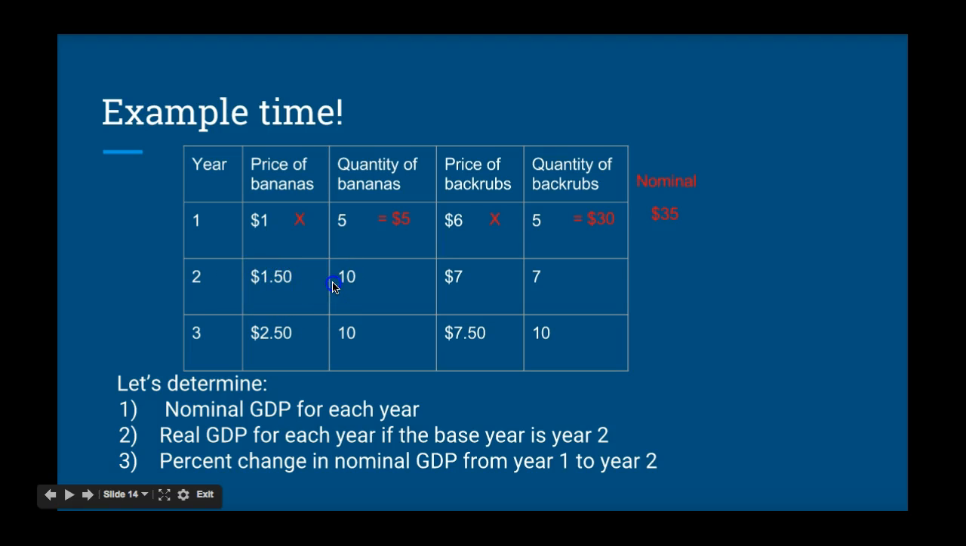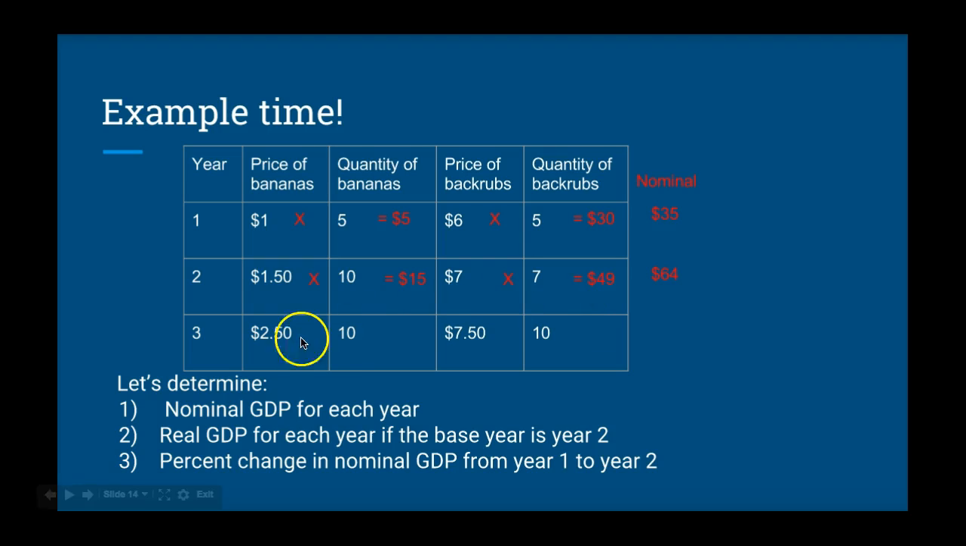So 150 times 10 will give me $15 total for bananas, and then $7 times 7 will give me a total of $49 for back rubs, and then I'm going to add 15 and 49, and that will give me a nominal GDP of $64 for year 2.